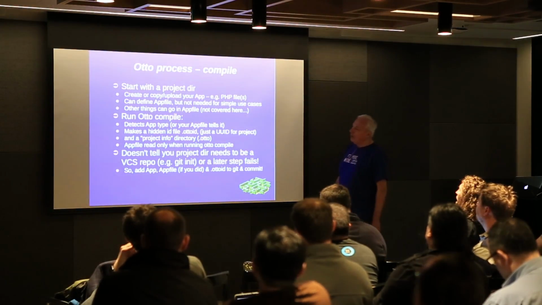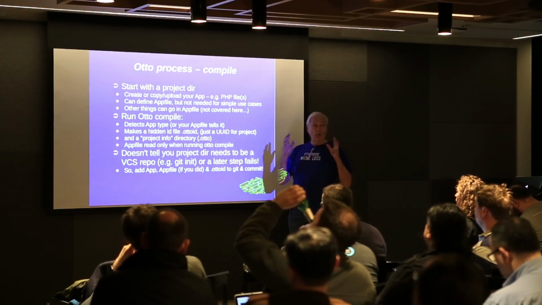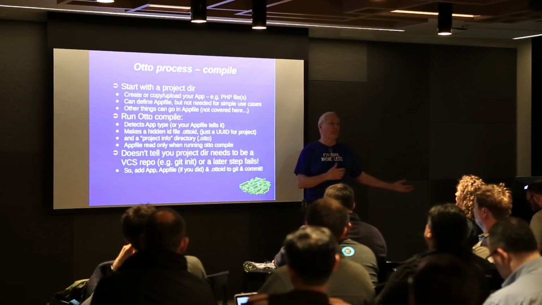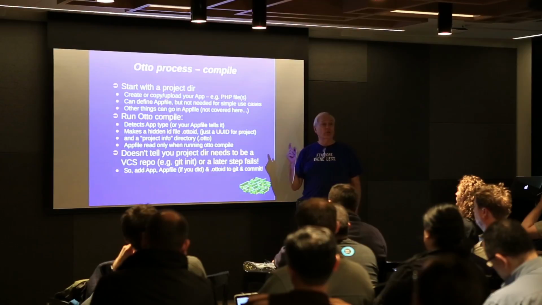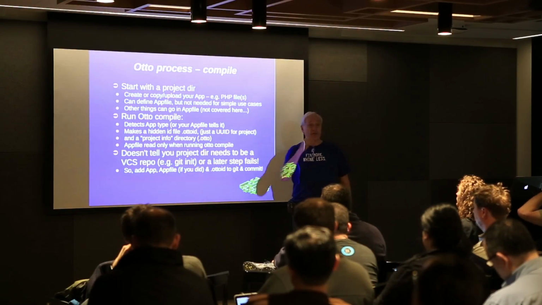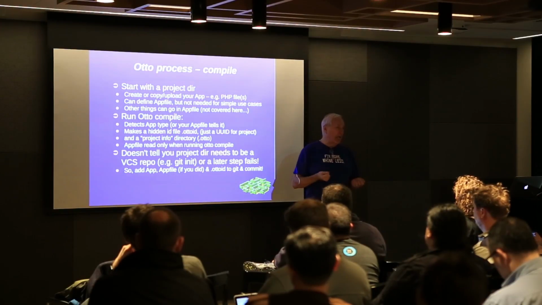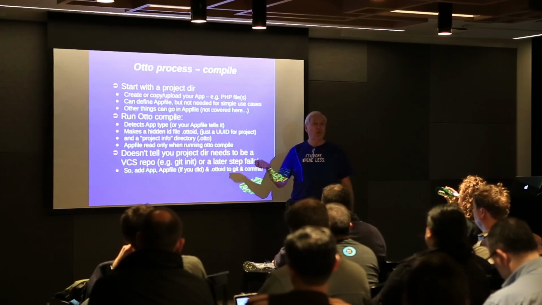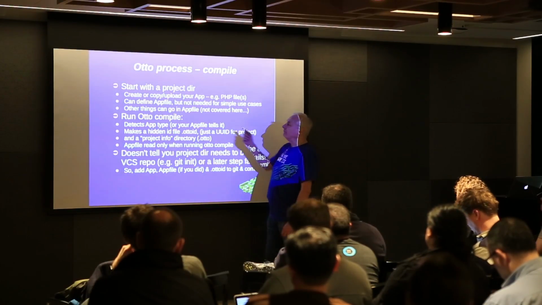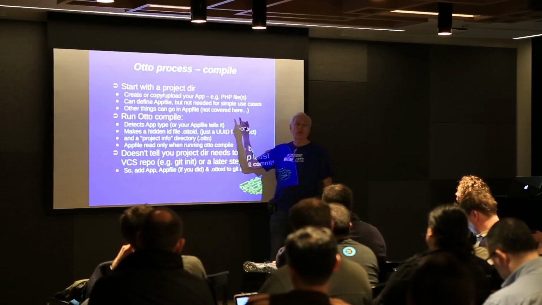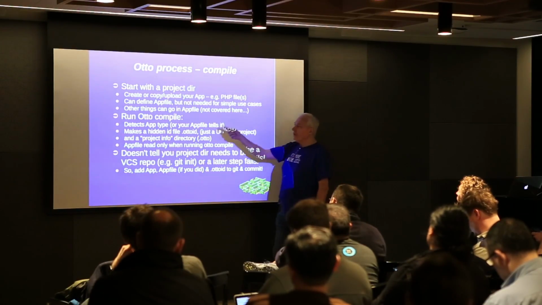So, what do you start with? You start with a directory. You make a directory, and in it you put your application, a simple PHP file for the purposes of my demo. An app file you can create which defines various things about what you're working on. You can tell it it's a PHP application. For the very simplest stuff, you don't need an app file. Otto claims to work it all out itself. You can do various other things in app files like dependencies and downloads, but I'm not going to go into that here. You run Otto compile.